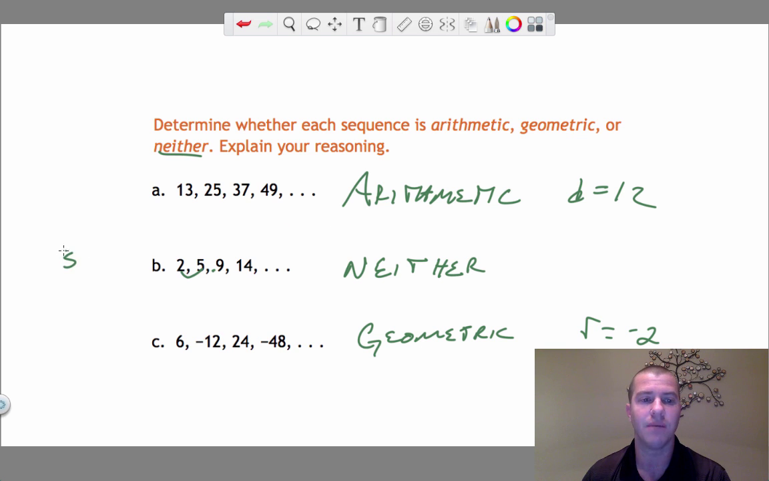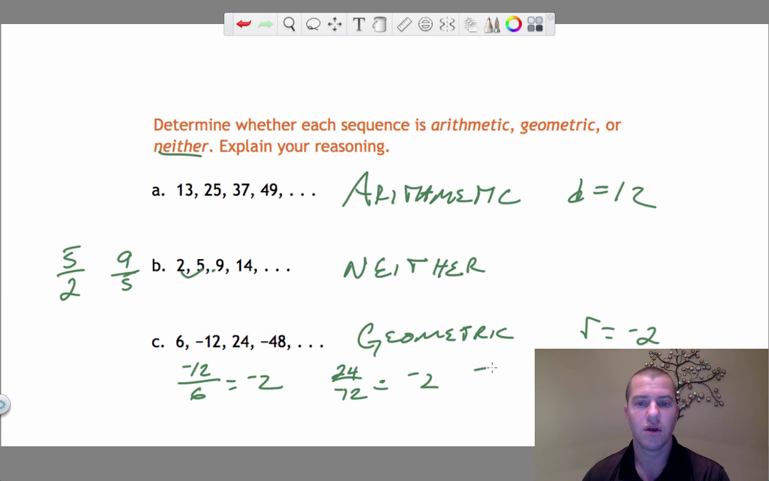And then if I go to check geometric, I do 5 divided by 2, and then the next one would be 9 divided by 5. They're not equivalent to each other, so it's not geometric either. So in this one, it's neither. And this one, -12 divided by 6 is -2. 24 divided by -12 is -2. Negative 48 divided by 24 is negative 2. So in this one it is geometric and the common ratio is negative 2.